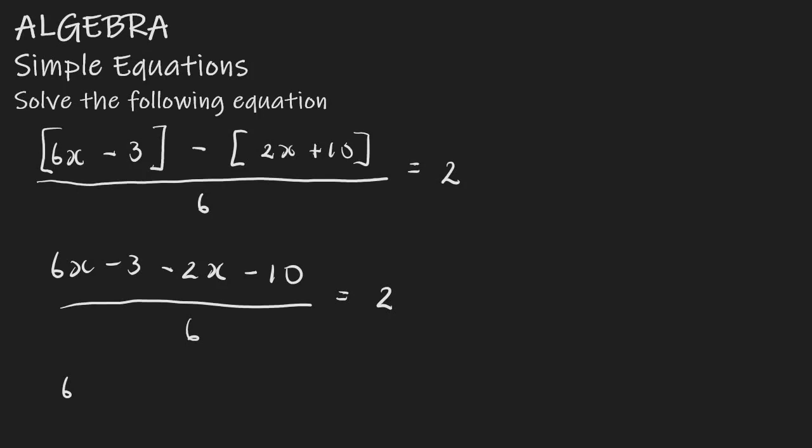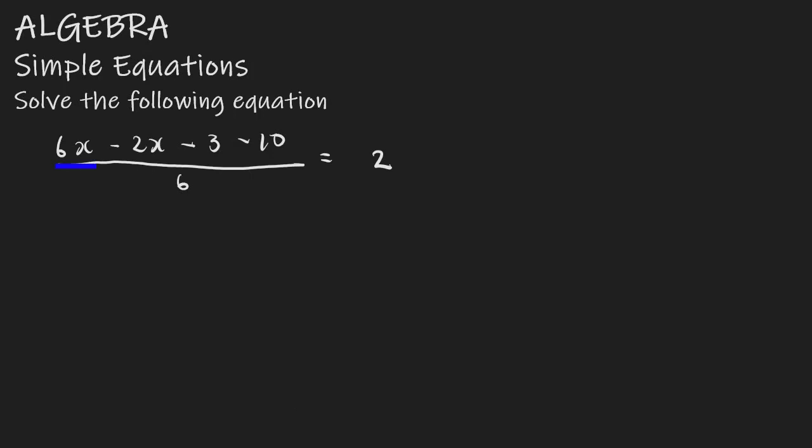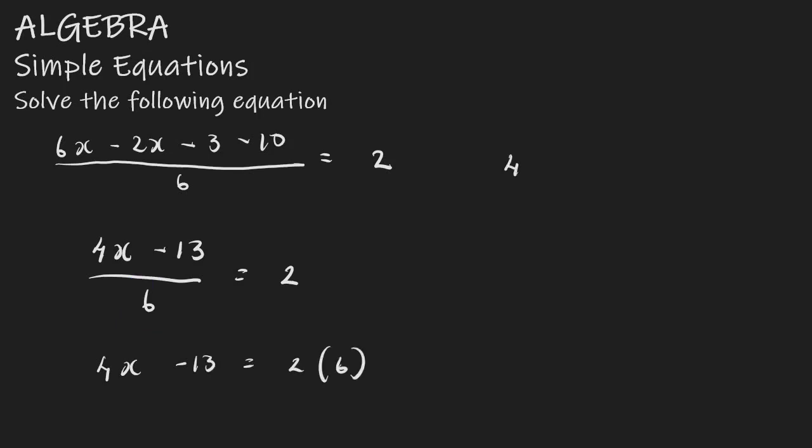Grouping my like terms, 6x minus 2x minus 3 minus 10 all over 6 is equal to 2. 6x minus 2x, that is equal to 4x, minus 3 minus 10, that is equal to negative 13. All over 6 is equal to 2. 4x minus 13 is being divided by 6. I will be moving 6 over the equal sign, so this is 4x minus 13 is equal to 2 times 6. 4x minus 13 is equal to 12.